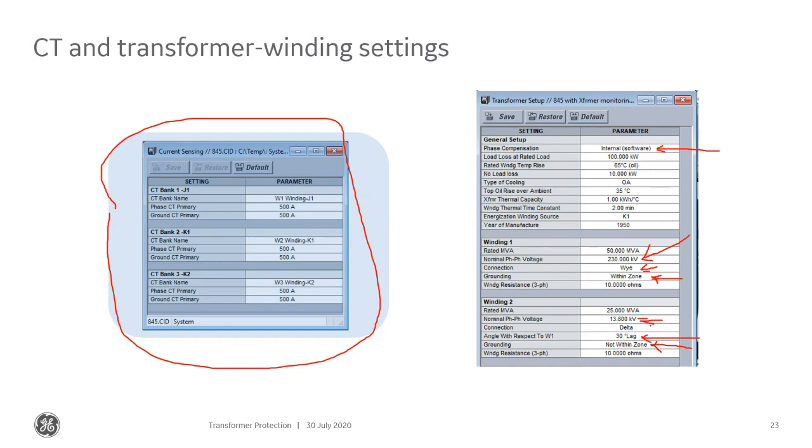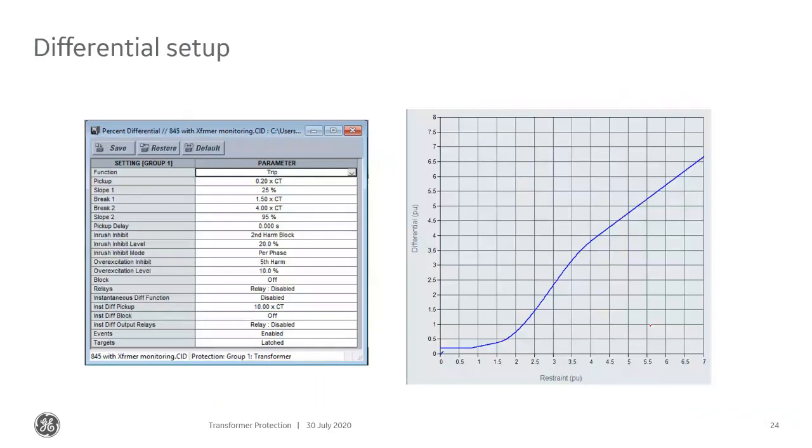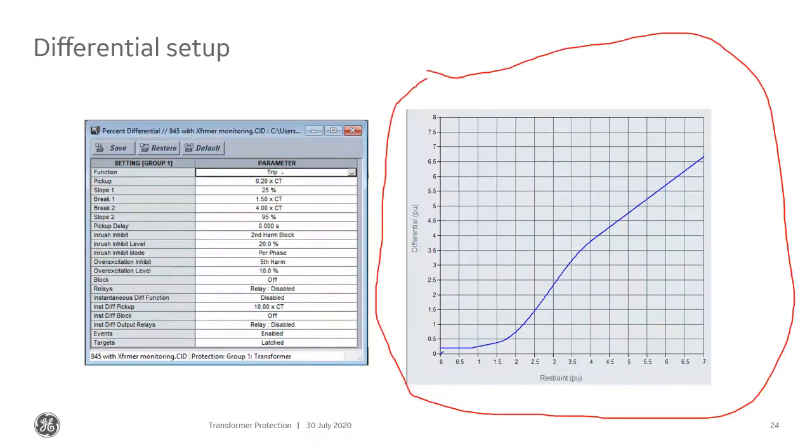Okay, and then once I've done that, my next step is to set up the differential. In setting up the differential, I'm going to build this characteristic on the right. The first thing I'm going to do is set it to trip. This is an 845. And then my pickup here is my first setting. Again, the differential has to be greater than that value to operate. So I've set my pickup at 0.2 times CT. That is a typical setting for my pickup value.